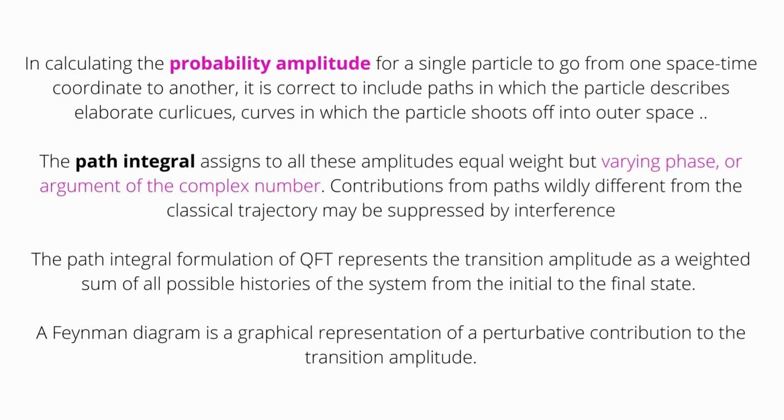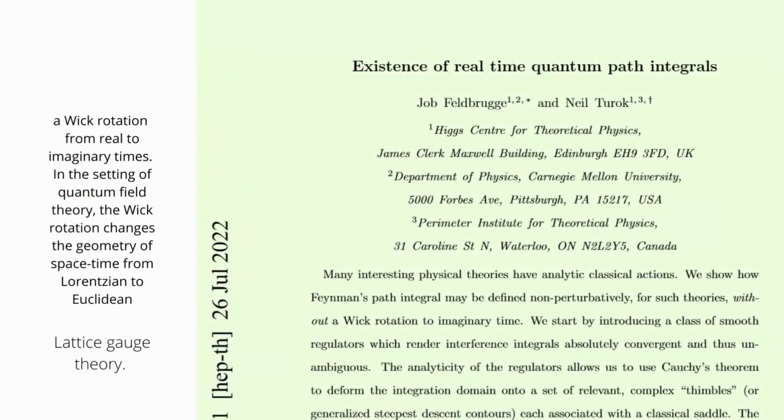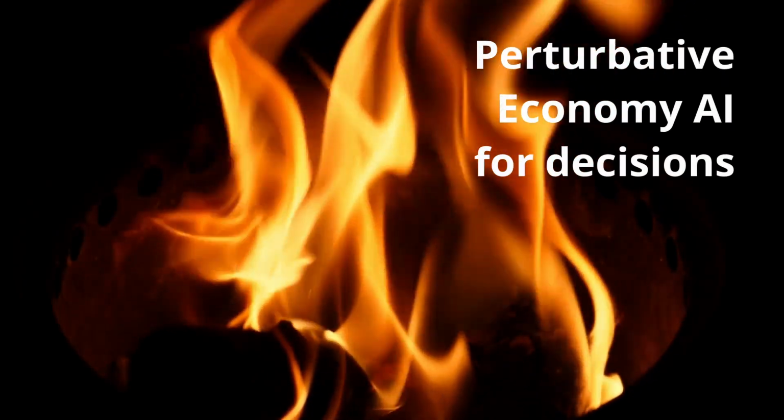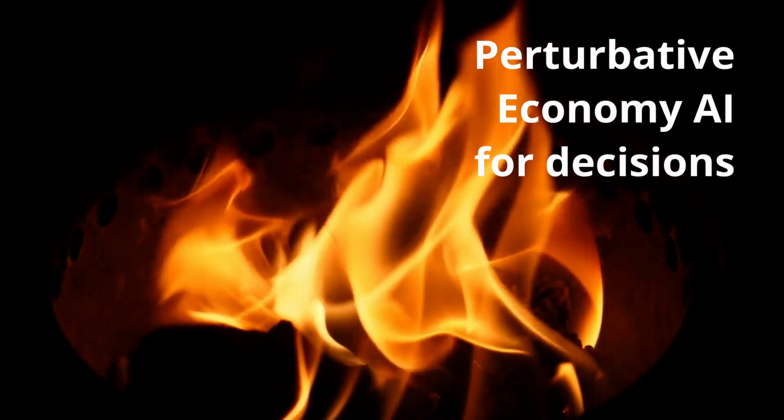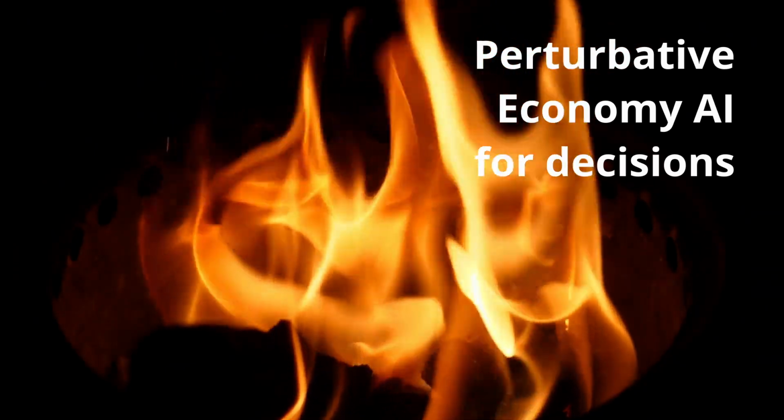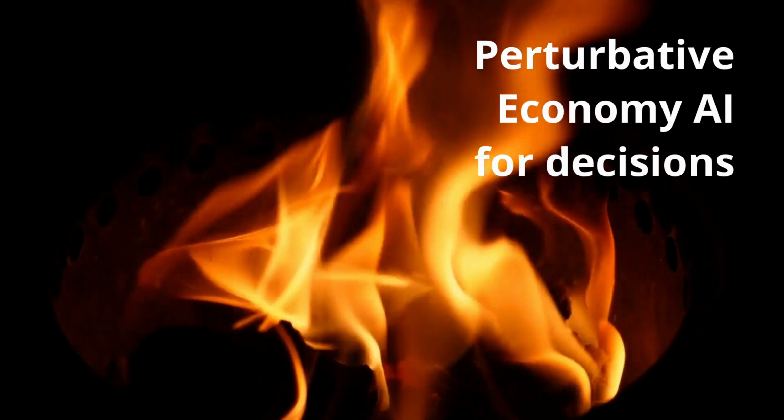And if you know a Feynman diagram, this is a perturbative contribution to the transition amplitude. And if we take this idea that comes from theoretical physics from the 1950s, you can see that even today, and this is from arXiv, this is July 26, 2022, the existence of real-time quantum path integrals. And now they look, there's a Wick rotation and something on, to the new developing field of quantum paths in artificial intelligence. So this is a hot topic. You see the flames, beautiful.